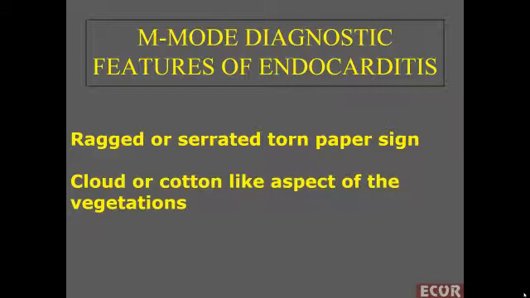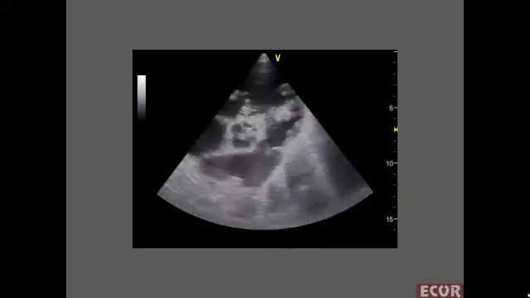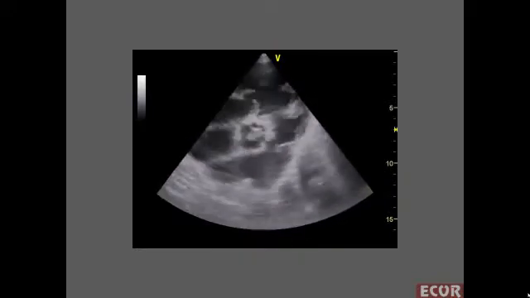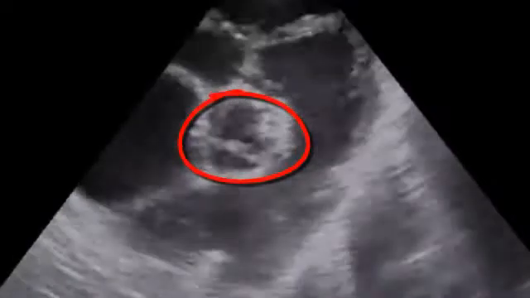These M-mode signs differentiate vegetations from small calcifications, something impossible to do with 2D echo. These signs are important even in transesophageal echo. This example shows an aortic valve with some structures attached to it. The movement of the cusps is not impaired. They are on the aortic side of the valve, not the ventricular side. Since they are small, there are no chaotic movements.